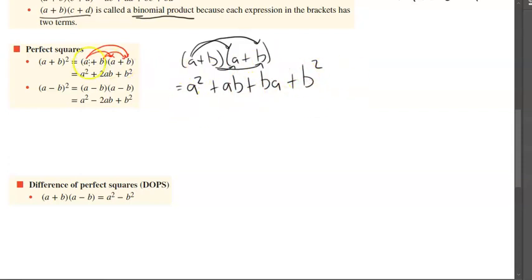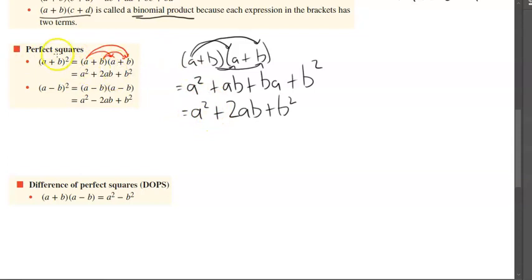So you can see that this looks a little bit different to this, and this is because we can collect these like terms of a and b and b and a. ab and ba are the same thing, and there are two lots of them. There's one here and there's another one here. So what we end up with is a squared plus two lots of ab or ba, generally it's ab, plus the b squared, which is what we have here.